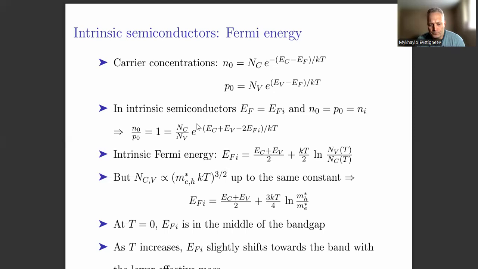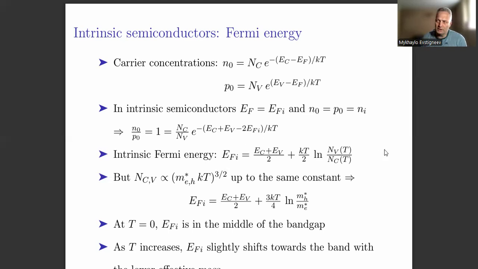So negative Ec plus Ev minus 2E Fermi intrinsic, divided by kT. So just divide one concentration by the other, and then use this identity that this ratio is 1 to solve for the intrinsic Fermi energy. So what do you get? You get Ec plus Ev over 2.